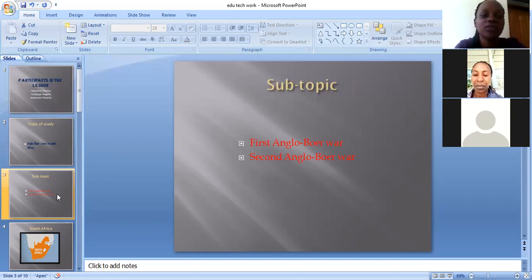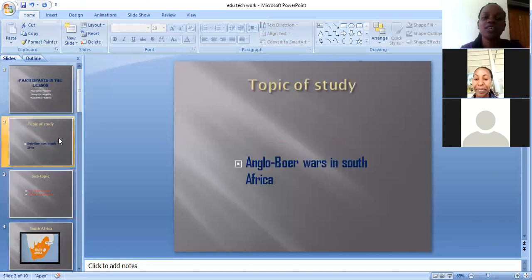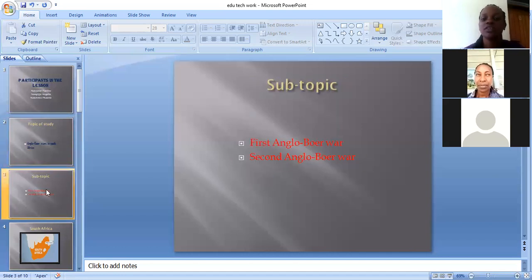What can you see on the board? Fausta, can you please tell us what you can see? I am seeing first Anglo-Boer War and second Anglo-Boer War. Yes, thank you. They are the subtopics under the major topic, the Anglo-Boer Wars in South Africa, with its subtopics, first Anglo-Boer War and the second Anglo-Boer War. And remember, these wars were in South Africa.